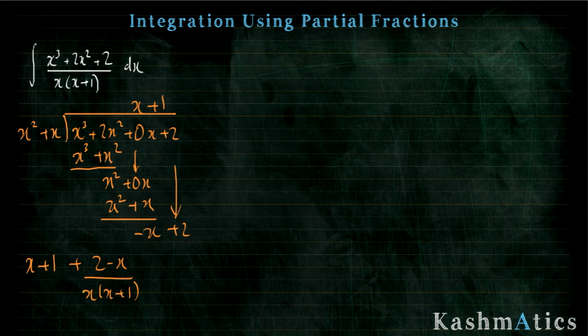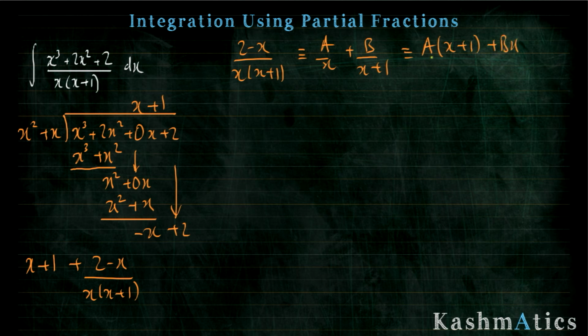Now if you've got no idea what I've just done there, then I've got a video on polynomial division which you can go and watch, and then you can come back and do this again. Anyway, let's split this bit up here. So what I want is 2 minus x over x brackets x plus 1 to be equivalent to a over x plus b over x plus 1. I'm just going to write this as a single fraction, so that's the same as a times x plus 1 add bx, all over x brackets x plus 1.